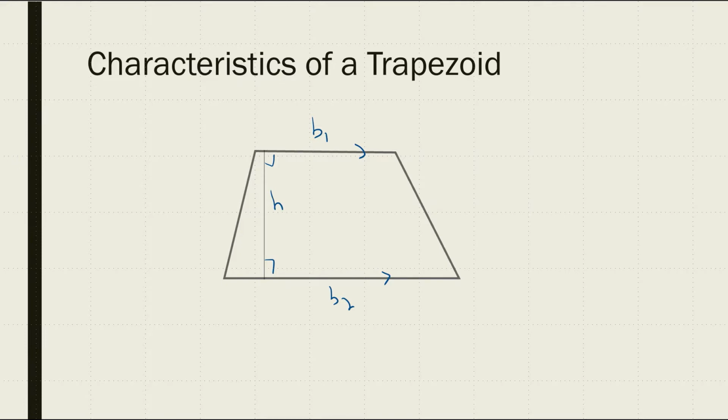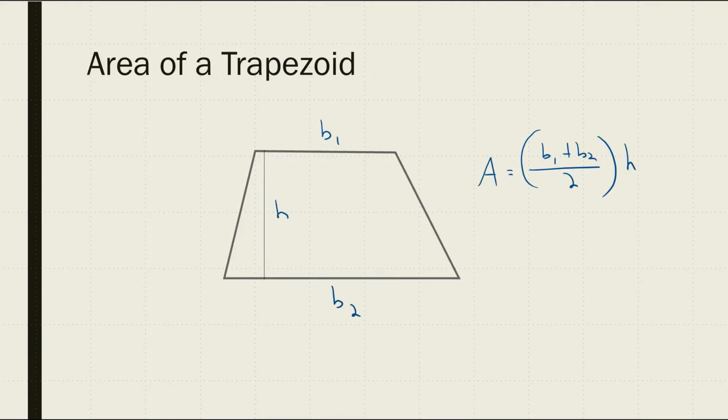In order to find the area of a trapezoid, we have this formula right here. You add up the bases, base 1 plus base 2, you divide it by 2, and then you multiply it by the height. So this formula is going to give you the area of a trapezoid. I want to talk a little bit about why this formula works.